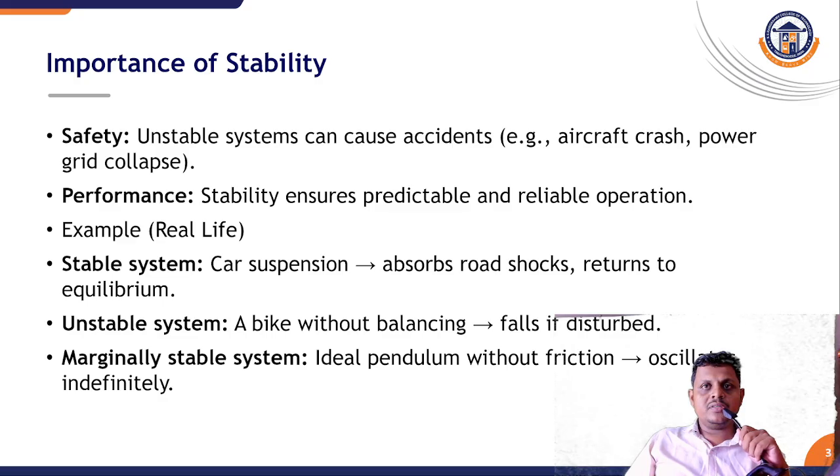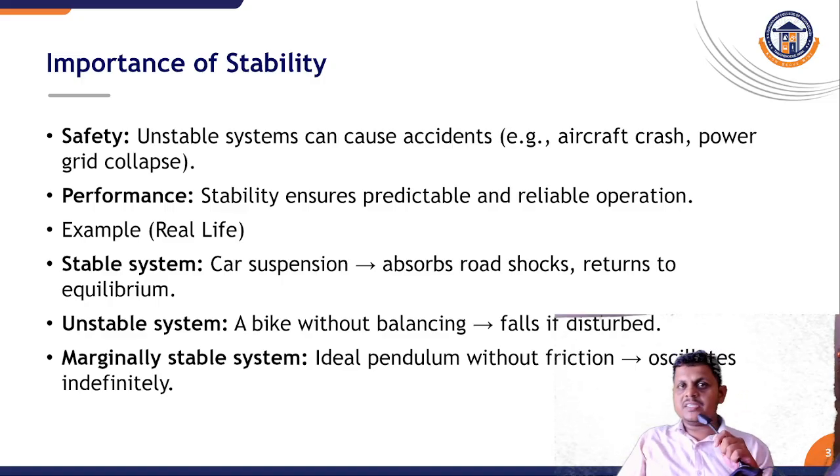Next, what is the importance of stability in a control system? It is for safety purposes. First, an unstable system can cause accidents, such as an aircraft crash or power grid collapse. For these purposes we analyze the stability of the system. And for performance, stability ensures predictable and reliable operations. Predictable and reliable operations can be achieved by analyzing the stability of the system.